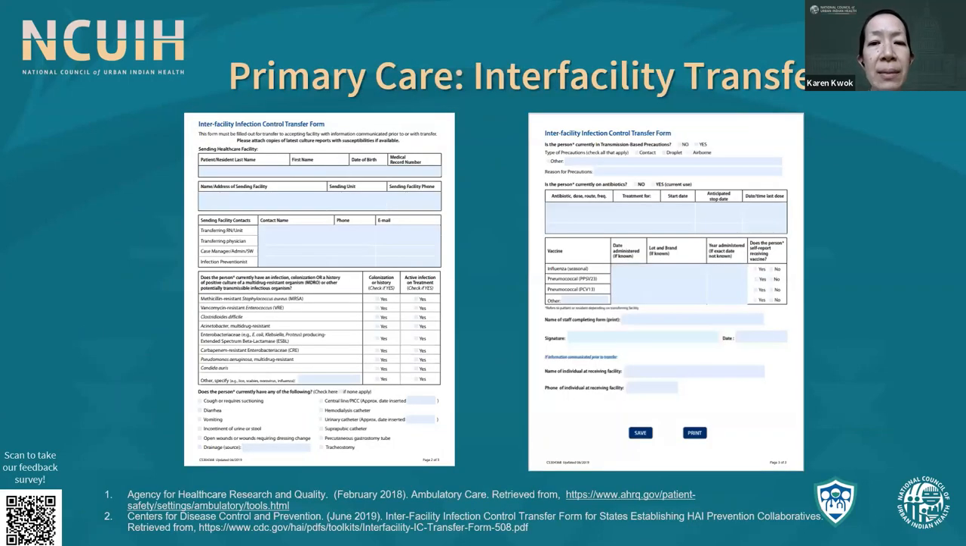Next slide, please. With intra-facility transfers, this is one example of a form that can be used. However, this can also be done as an oral report via phone call to the hospital partner. What is most important is that you share the pertinent information so that infection prevention is observed, like letting the paramedics know to wear a mask if they're transporting a patient with a cough, such as tuberculosis, for example.